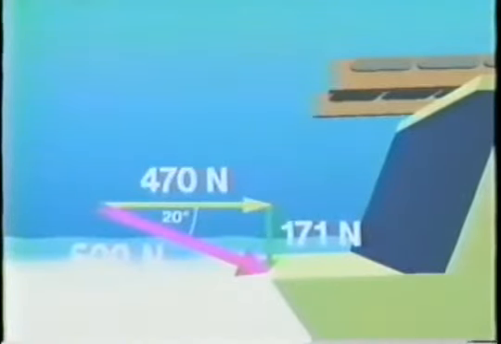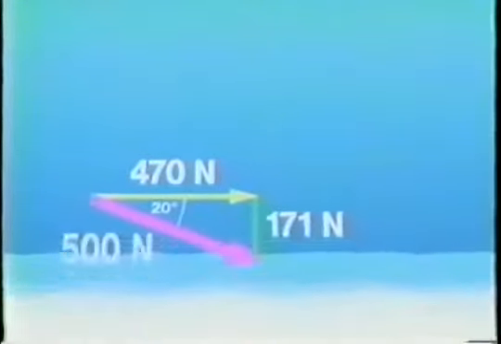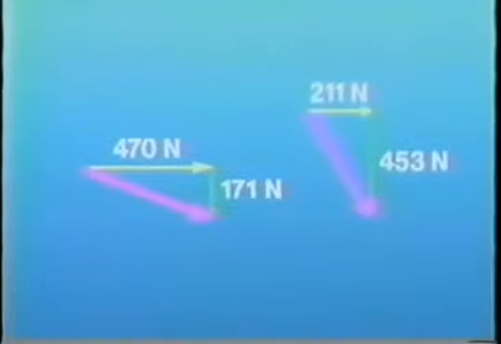So he tries 500 newtons at 20 degrees from the horizontal. The horizontal and vertical components are 470 and 171 newtons. By changing the angle from 65 to 20 degrees, the horizontal push increases to 470 newtons. And only 171 newtons are wasted, pushing the car down into the snow. So the low position gives Jim more than twice as much horizontal push.